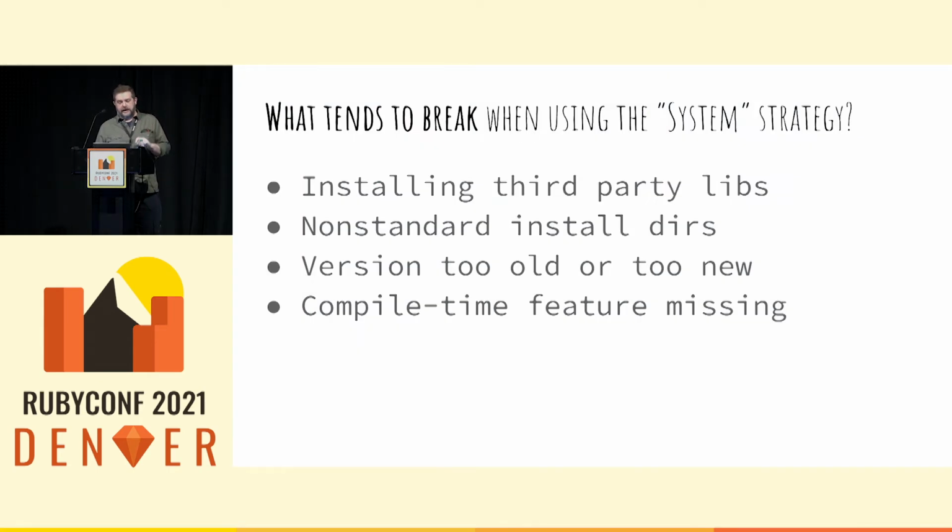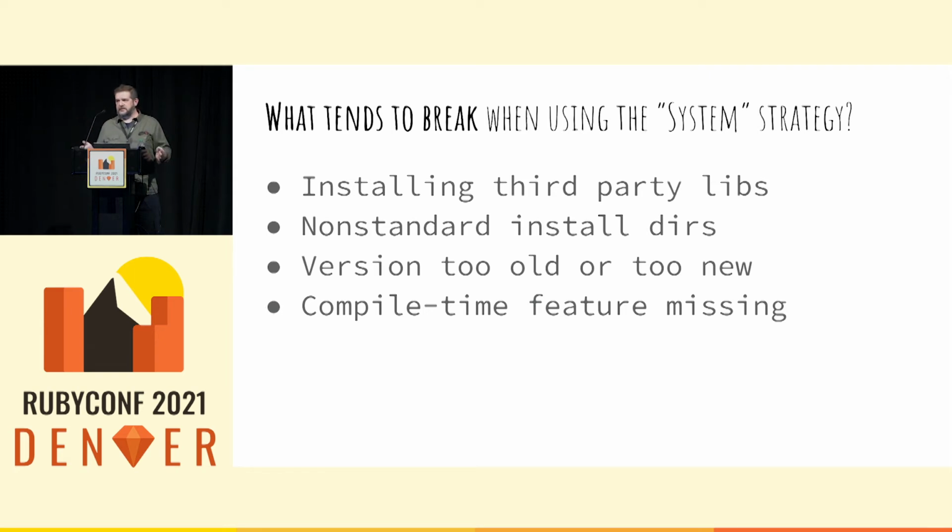There are things that break when you're using the system strategy, though, which probably are obvious. One is the user has to go figure out how to install that library, like we just saw. I had to go through that process. Another one is where on the system is that? It could be in a non-standard directory somewhere. It could be an old version, or it could be a version that's too new for the gem to understand what to do with it. And it could be like a compile time feature or flag is not set.